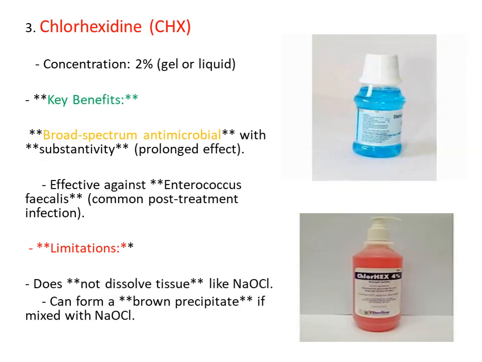The next irrigant used is chlorhexidine. It's just like the normal chlorhexidine mouthwash which we normally use. A concentration of about 2% is preferred for use if we don't have sodium hypochlorite or EDTA and have chlorhexidine available at the clinic, so we can just use that chlorhexidine to clean the canal.